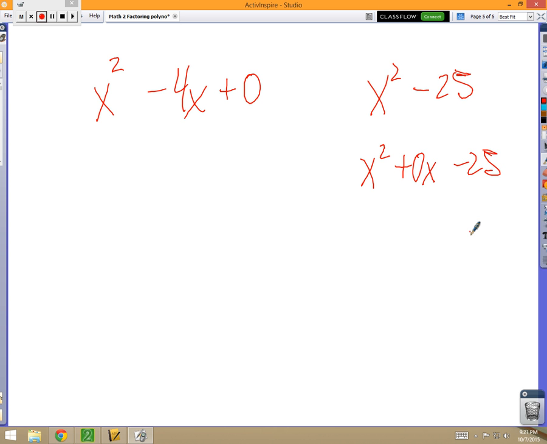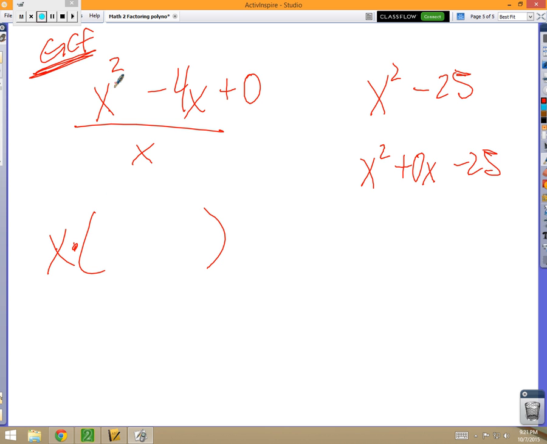So here we go. This one right here is GCF. Use the GCF. Let's figure out what they've got in common. What is common to x squared minus 4x? What can you divide both of these by? You can divide them both by an x. So if you divide them both by x, it's going to be x times what is x squared? x times x. And x times what is a minus 4x? That's just a minus 4.